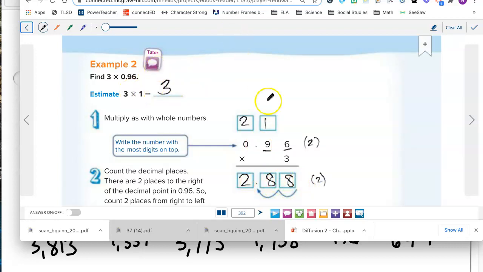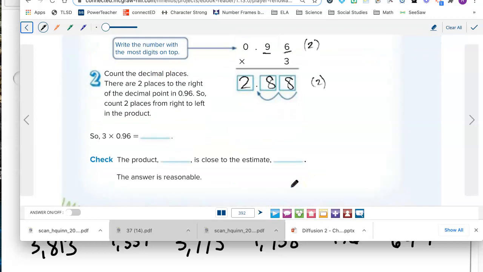Again, my estimation is 3, so my answer should be close to 3. 2 and 88 hundredths is pretty close. If I had my decimal there, it would be 28. That's not close to 3. Or if I put it here, that would be 288, which is also not close to 3.